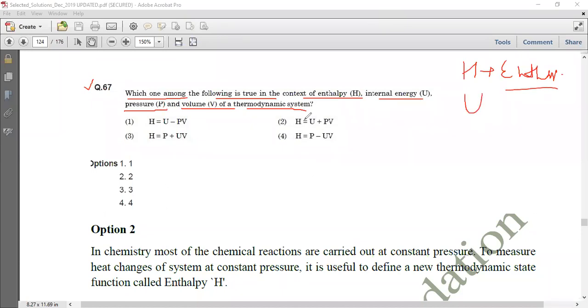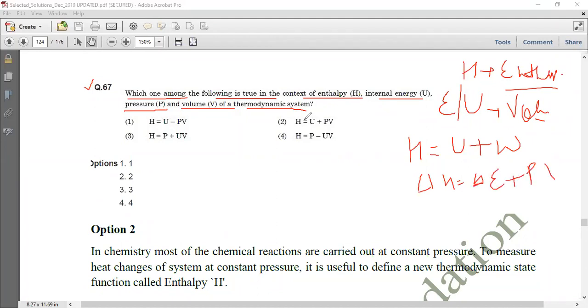Internal energy, some people denote it with U, some denote it with E. It is heat change at constant volume. Then we have pressure and volume, and you know that H is equal to U plus W, and some people also write it as delta H is equal to delta E plus P delta V. This is also PV, we can write it. Some people write it as U. And W can be written as PV, pressure-volume work done.